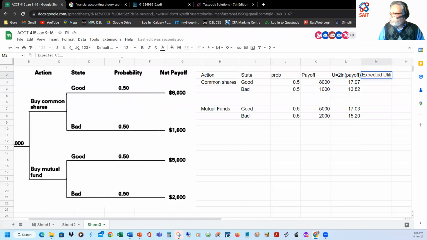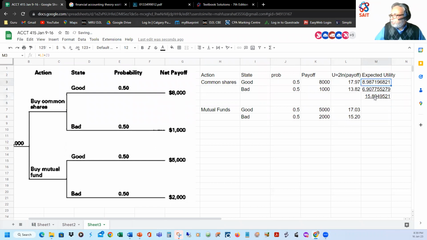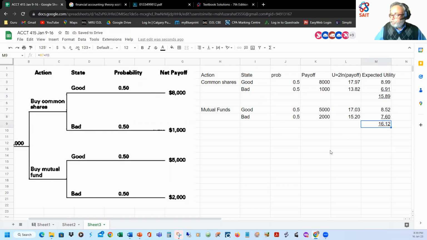The expected utility. To get the expected utility, you have to multiply the utility from each payoff by the corresponding probability. There's a 50% probability that the utility will be 17.97. There is a 50% probability that the utility will be 13.82. So if I add together these probability-adjusted amounts, the expected utility from investing in common shares is 15.89. If I do the math for investing in mutual funds, it works out to 16.12.